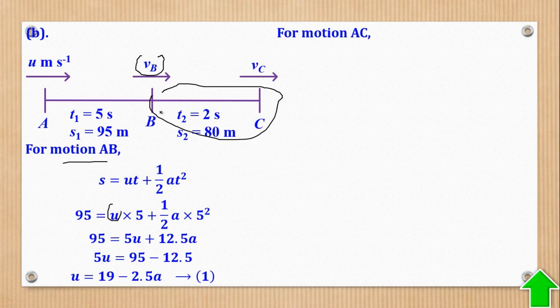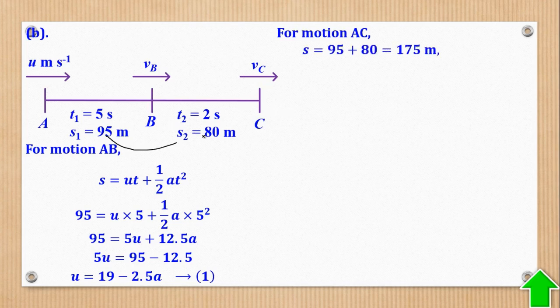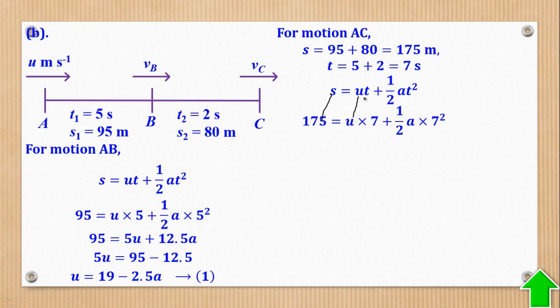So if you want to use motion BC, the first thing to do is to get VB, and that becomes your initial velocity. But to bypass that, you have to deal with motion AC. In that case, U will be the initial velocity. So for motion AC, the distance is this plus this, which is that, and the time taken is this plus this, which is that. Then you can quote our second equation of motion and substitute for S, for U, for T, A, T. Then you have another equation in terms of U and A.